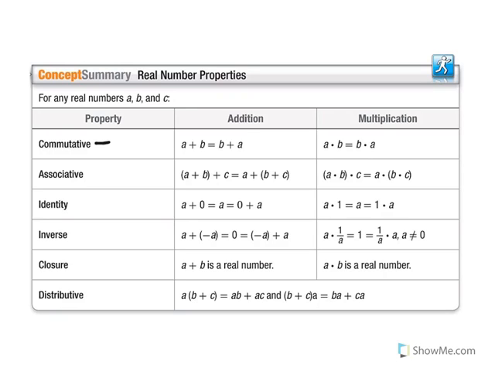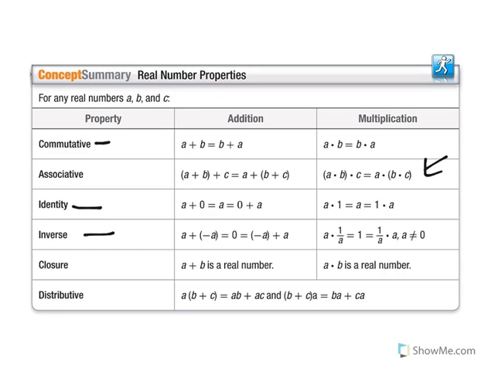The associative property. If you take a plus b first and then add c, it's going to be the exact same as a plus parentheses b plus c. The same applies for multiplication. That's the associative property. The identity property. On addition, if you take a number plus 0, it's going to equal the same number. On multiplication, the identity is multiplying by 1. So to get your identity, you have to get the same number out as you did before.